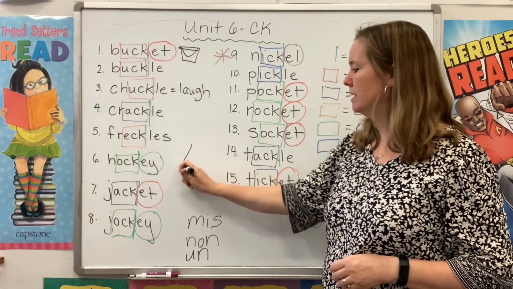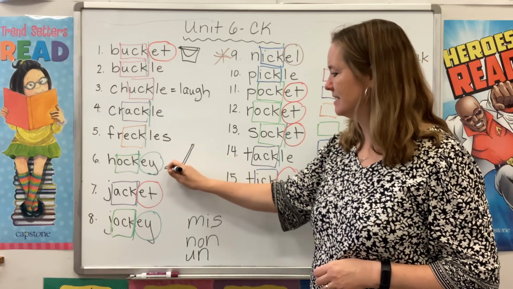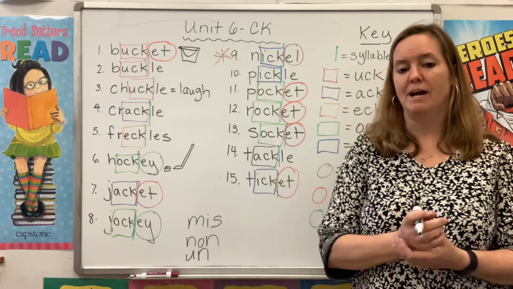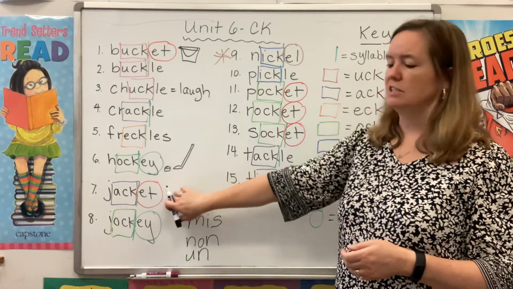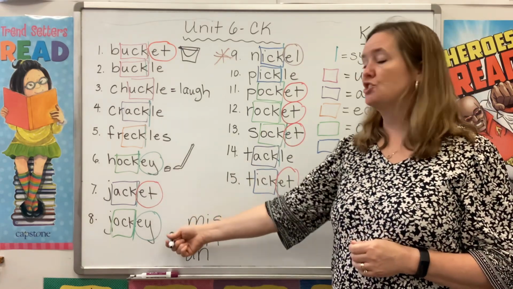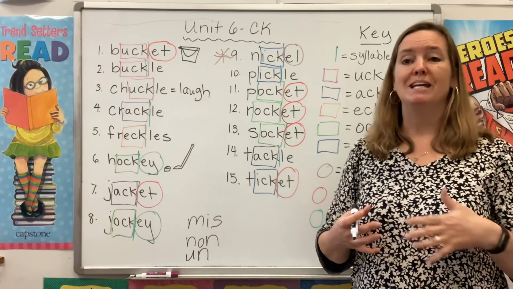Hockey is a sport that you play with a hockey stick and a puck. You play it on the ice, right? And you try to score a goal. A jacket, something you wear when it's chilly. A jockey is a person who rides a horse in a race.